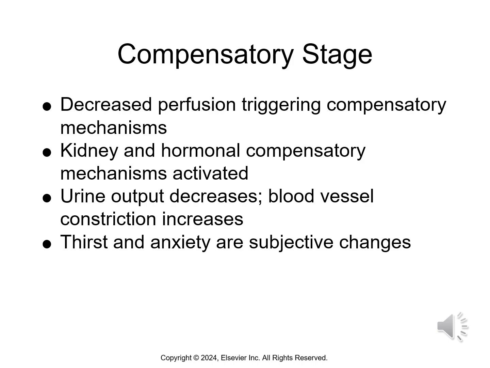While perfusion to vital organs, like the brain and heart, is maintained, there is a decrease in perfusion to non-vital organs: the kidneys, the GI tract, and the skin. However, it is not great enough to cause permanent damage. This decrease in perfusion to the kidneys triggers the release of renin, ADH, and aldosterone to start kidney compensation. Urine output decreases, sodium reabsorption increases, and widespread blood vessel constriction occurs.